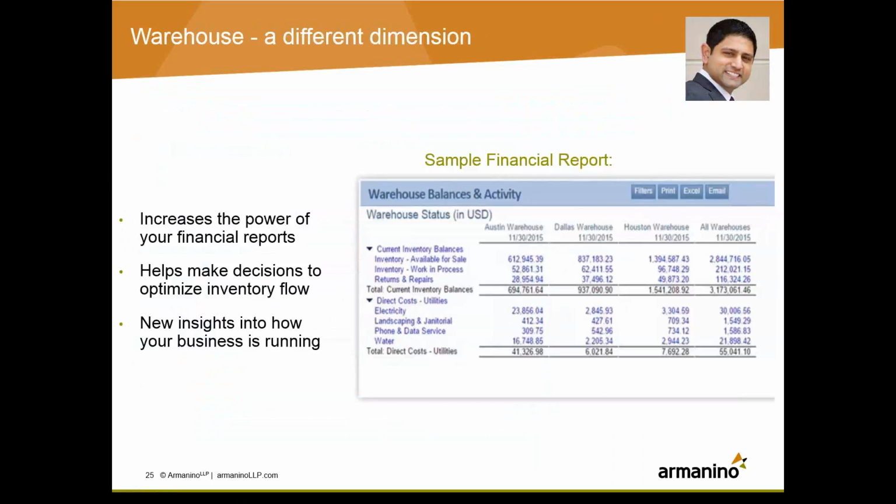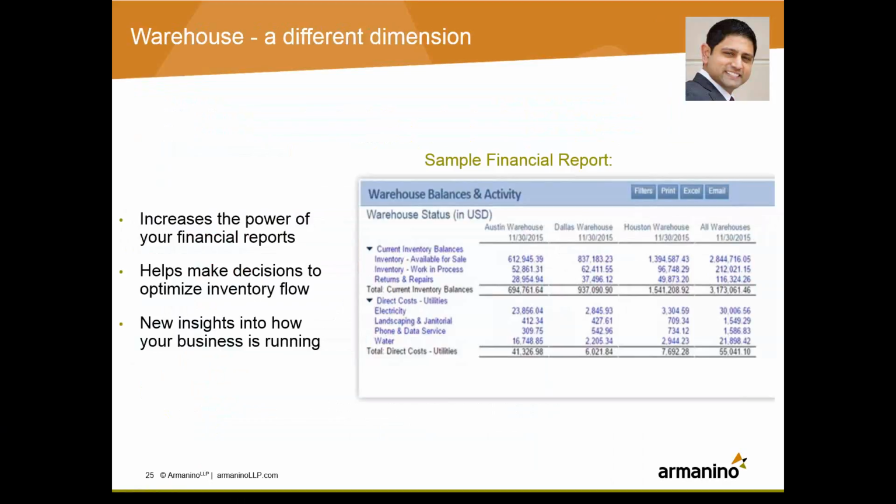So this next slide here just kind of outlines exactly what I just mentioned. This is an example or snapshot of a sample financial report. So all we're doing here is taking these various warehouses, Austin, Houston, Dallas, and getting our inventory balances. And then the left-hand side, all that is just account groups.